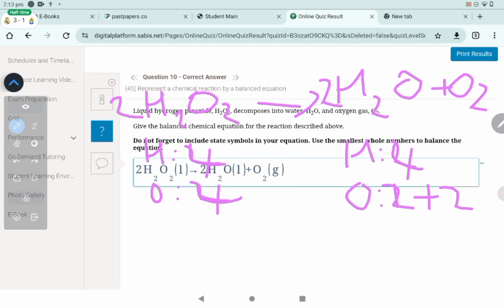And do not forget the state symbols. H2O2 is liquid, hydrogen peroxide, and H2O is water, also liquid, O2 is gas.